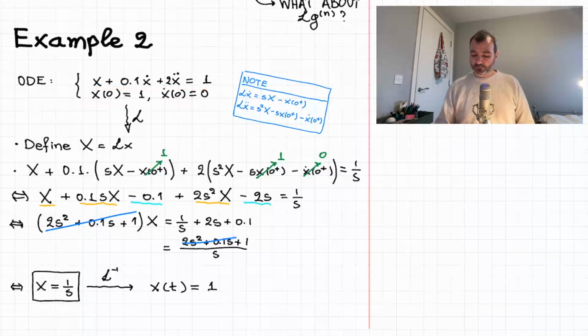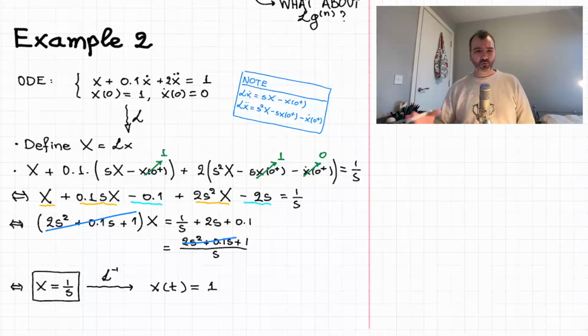Same as before, we'll define big X to be the Laplace of x, and we'll go ahead and apply the Laplace transform. The Laplace of little x is big X, and then we have plus 0.1 times the Laplace of x dot, which is given by this formula. And then we have plus 2 times, and we'll apply the Laplace to x double dot. It is s squared times X minus s times x at 0 plus minus x dot at 0 plus.